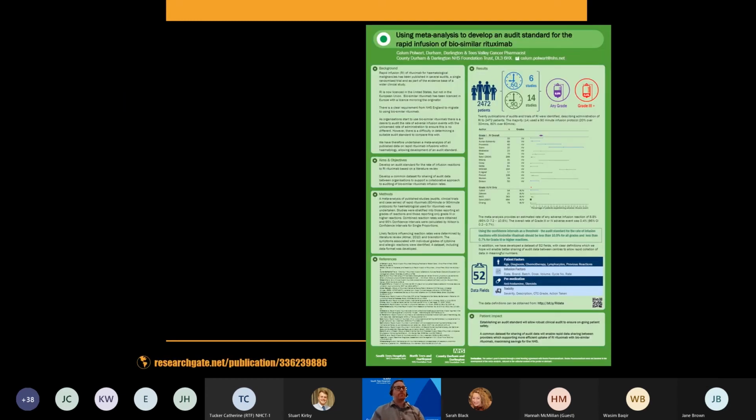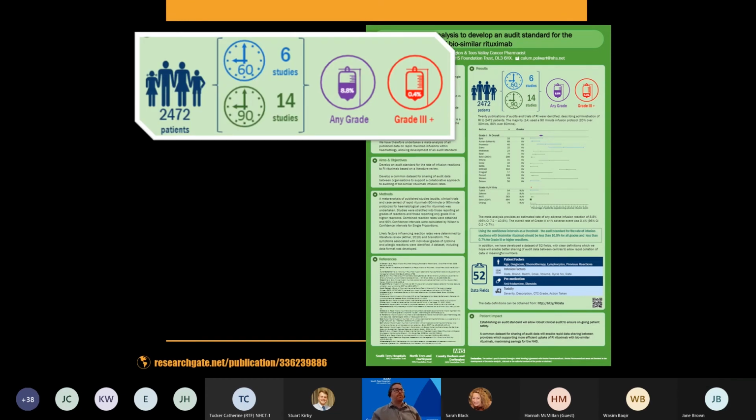So we started off by going back to the literature and reviewing the literature. We found several papers and did a meta-analysis on those. So we got nearly 2,500 patients in 2 different rapid administration regimes, and got an allergic reaction rate of just under 10% for any grade of reaction, and less than 0.5% for the more severe reactions.